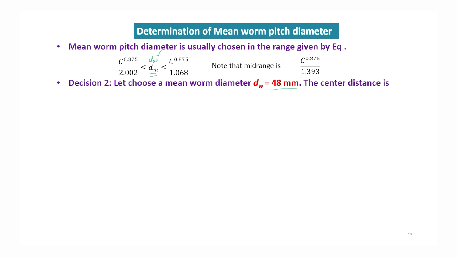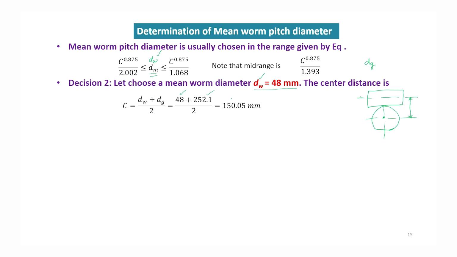Then, after choosing this dw, and earlier we have calculated the pitch circle diameter of the gear, now we can find the center distance. The center distance between the axis of rotation of the worm and axis of rotation of the gear, which is this one perpendicular to the screen, is the axis of rotation of the gear. And so, the center distance is this one, and this is equal to dw plus dg divided by 2. Substituting the value of dw and dg, we got C is equal to this one.